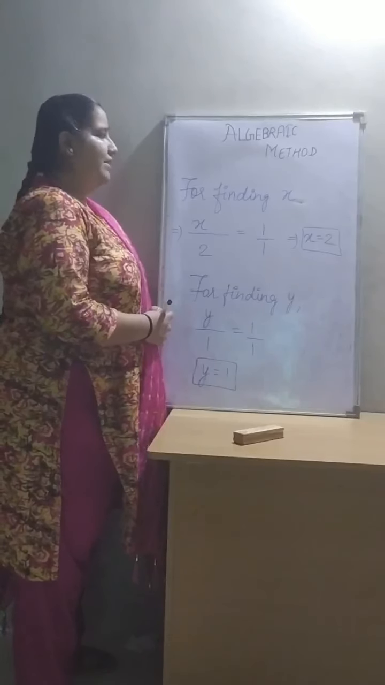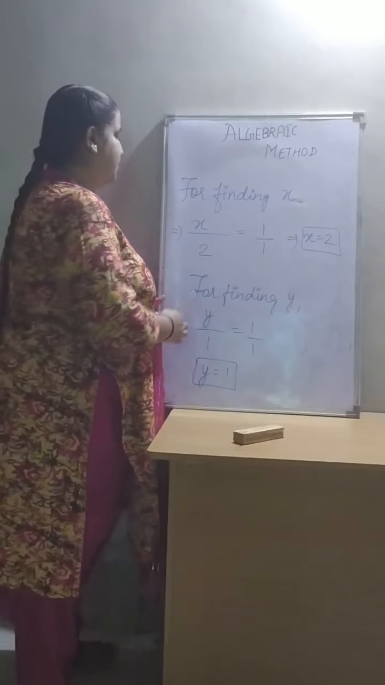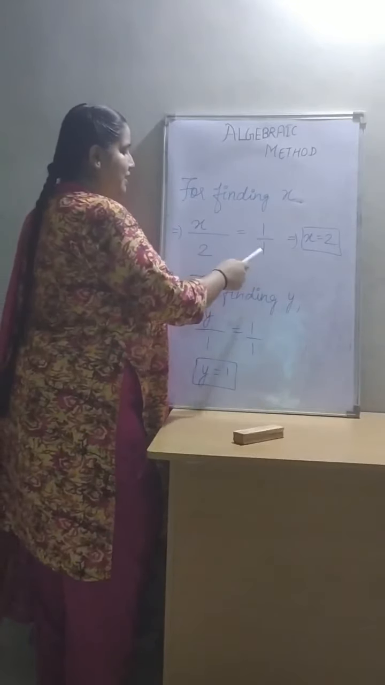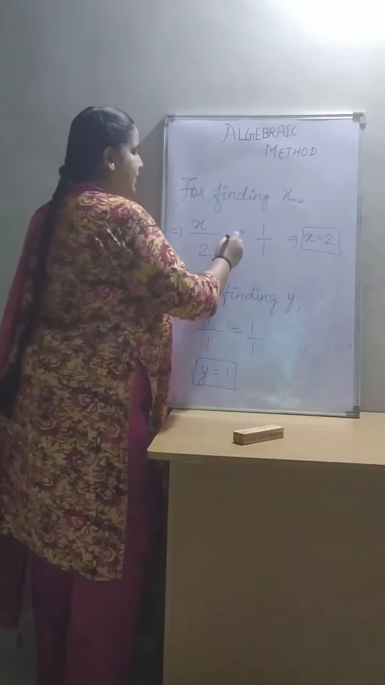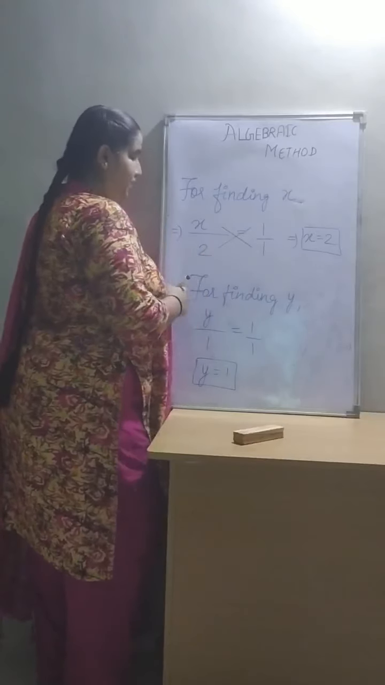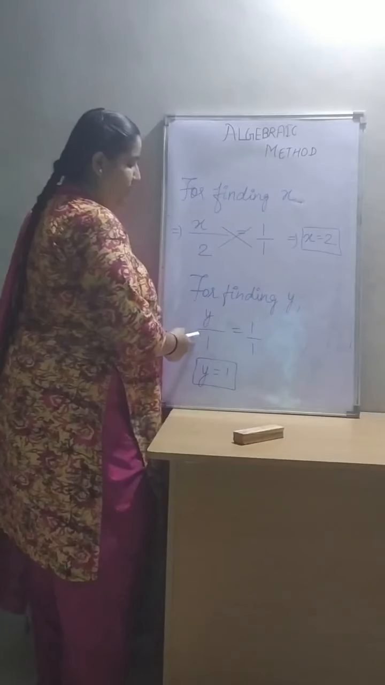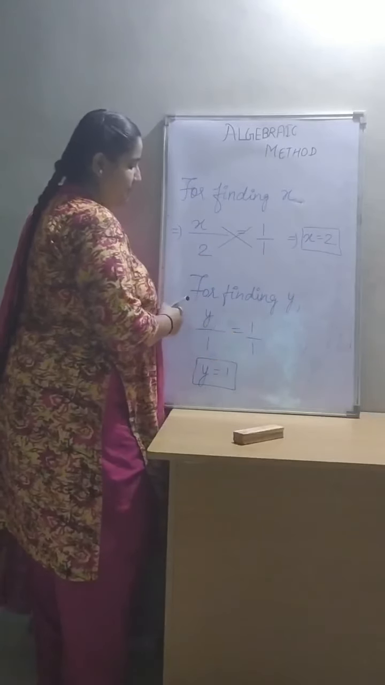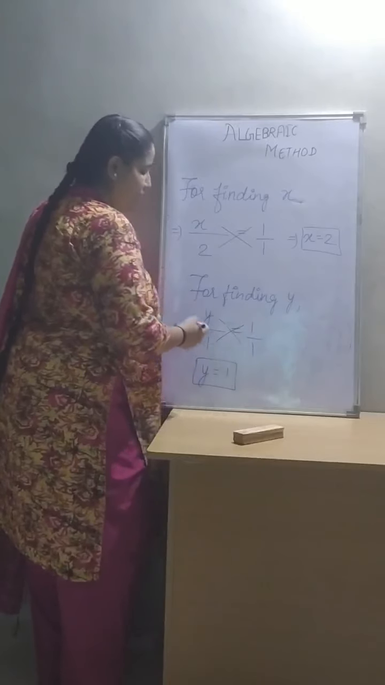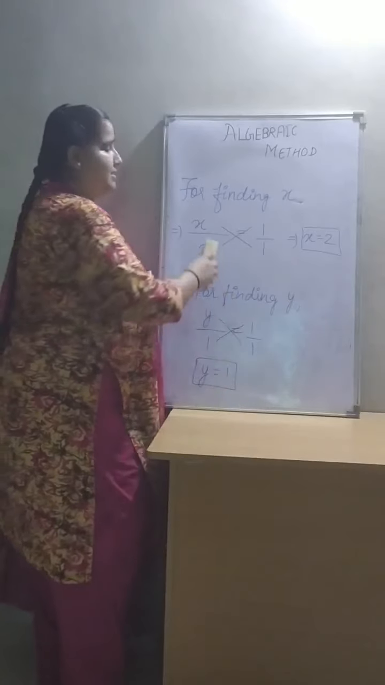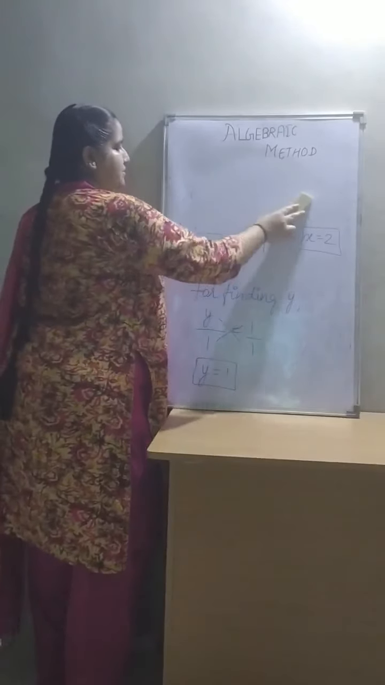Now for finding the value of x, we need to compare the coefficient of x with the constant term. x by 2 is equal to 1 by 1. From here, we can easily find out the value of x to be 2. x is equal to 2. And now for finding the value of y, we need to compare the coefficient of y and the constant term. From here also, we can easily find out the value of y as 1. In this way, we can find out the values of x and y from the cross multiplication method.